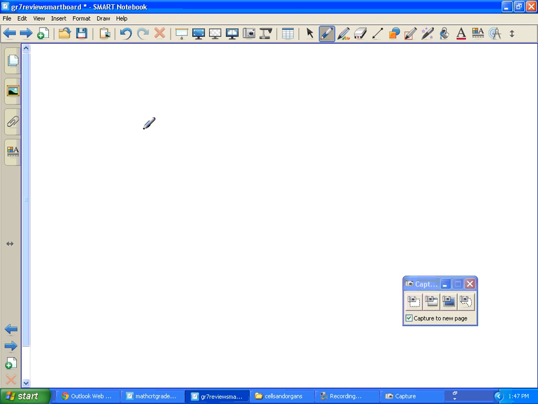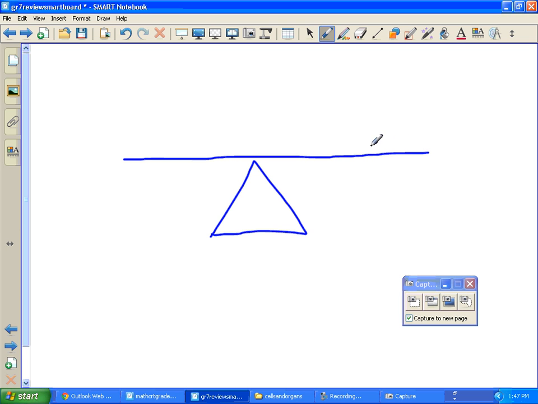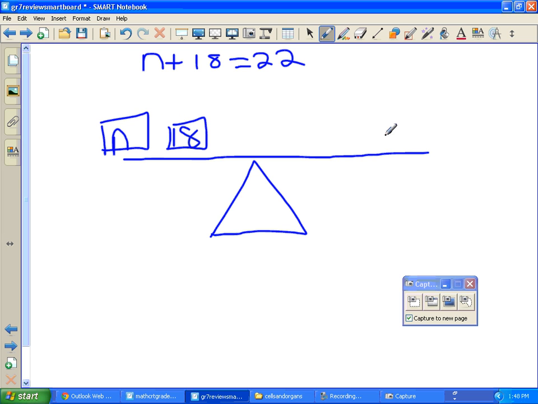So I'll do another one right quick because I might have fooled that one up a little bit. We'll take that balance, and if we're given an equation like n plus 18 equals 22, I'll put it up here. I want to fill it in on each side, so there's my n block, and there's my 18 on one side to balance, and here's 22 on the other.